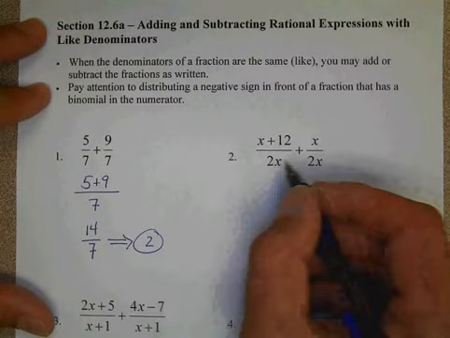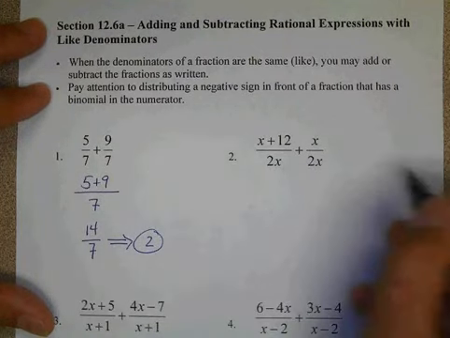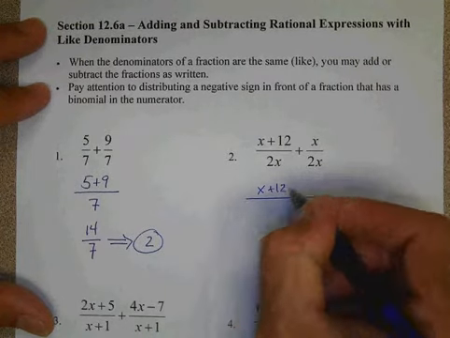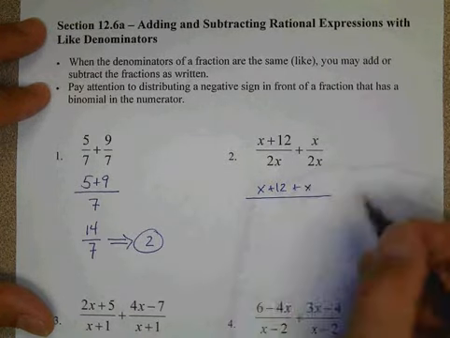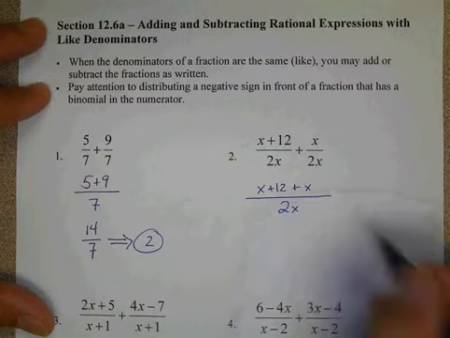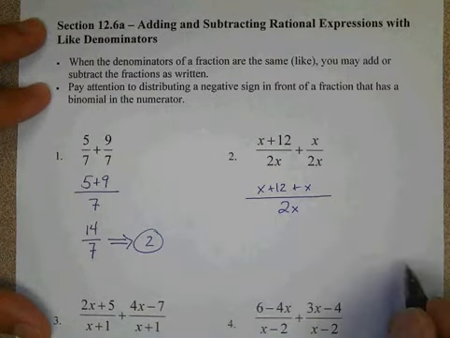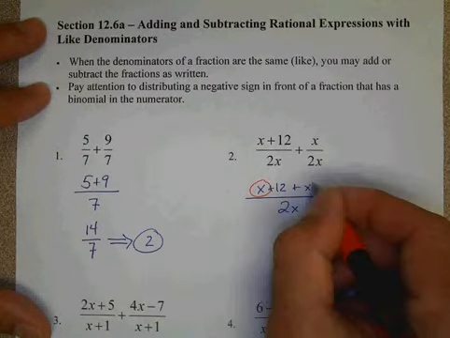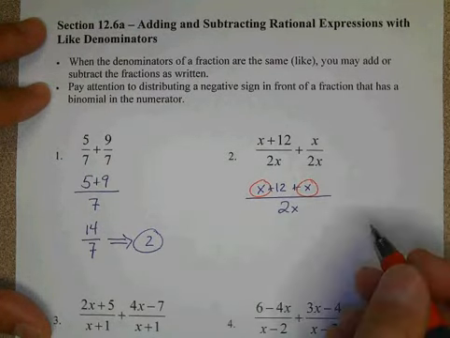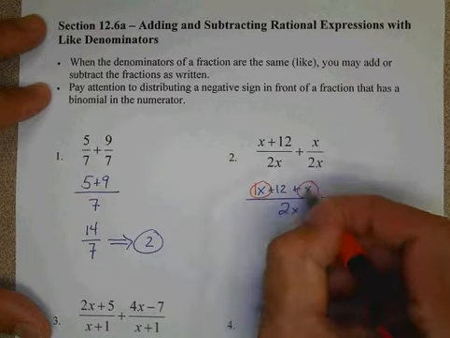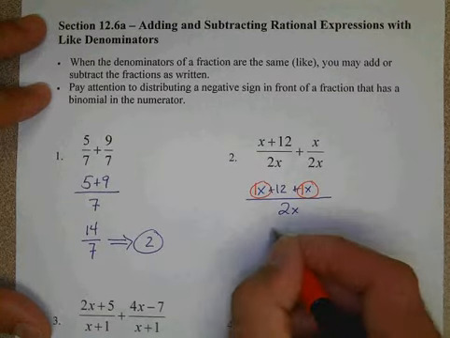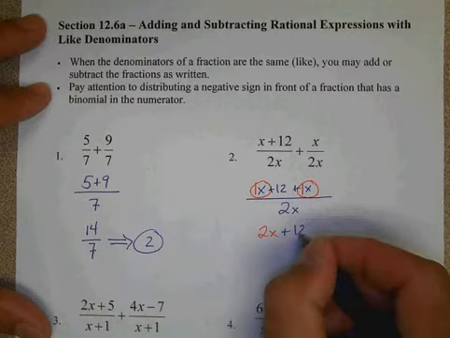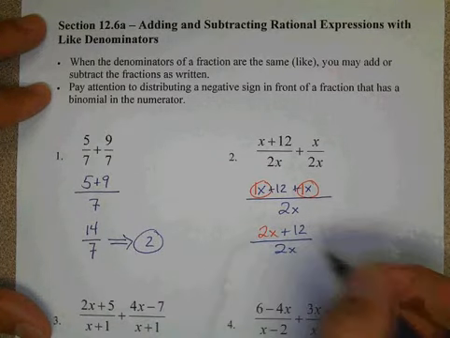Our next one, we have a 2x in both denominators, and so we can add them once again. Our numerator is x plus 12 plus the second x, and now we're over one common denominator of 2x. We look at our numerator and we identify what are our like terms. I'm going to circle them. That's x and x. That's actually 1x and 1x for both. That gives us 2x plus 12 divided by 2x.